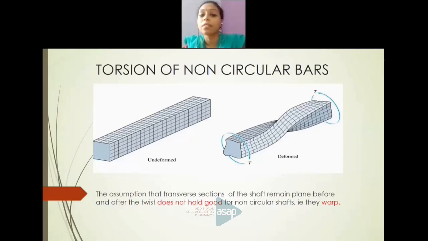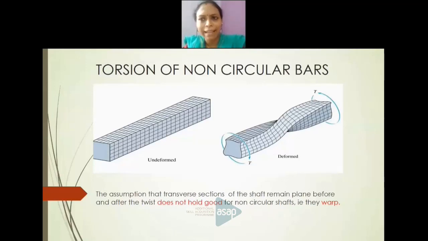So in the torsion of non-circular bars, the third assumption we stated before is no longer valid. That means the transverse sections of the shaft no longer remain plane after the twist. They undergo some kind of distortion, and this distortion is known as warping. Since the third assumption is not valid, our equation we have just seen before is not valid in this case. So we have to go for some other equations, meaning we have to see how we can calculate shear stresses, how we can calculate torque, and how we can calculate the angle of twist or deformation.